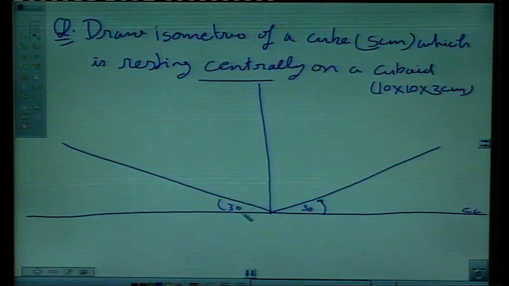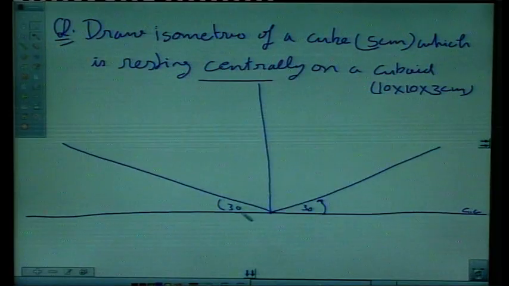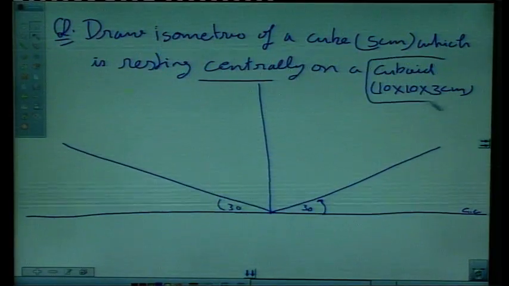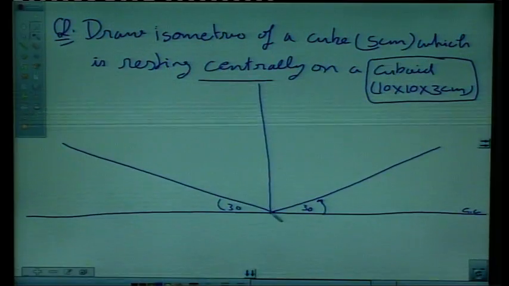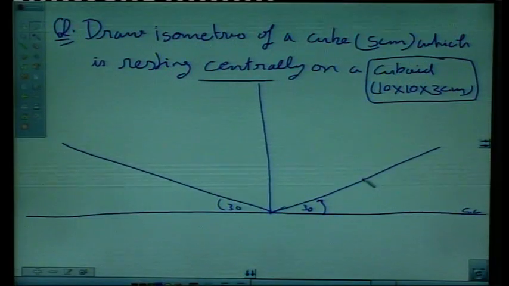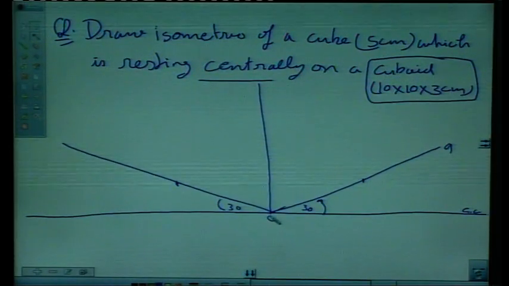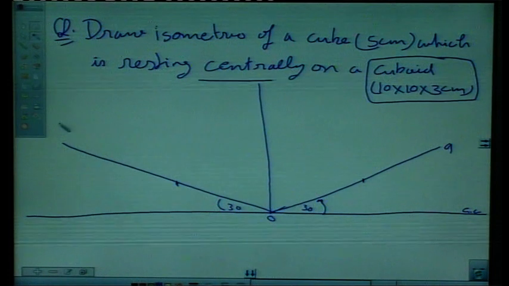So first we will draw the base cuboid. Why base? Because the cube is resting on this cuboid. So first we should draw the cuboid of 10 into 10 into 3. Say length of the cuboid is 10 centimeter. Say this represents 10 centimeter. Width is also 10 centimeter. Mark 10 centimeter on this line also. Say this is axis OA, right? And this is OB.